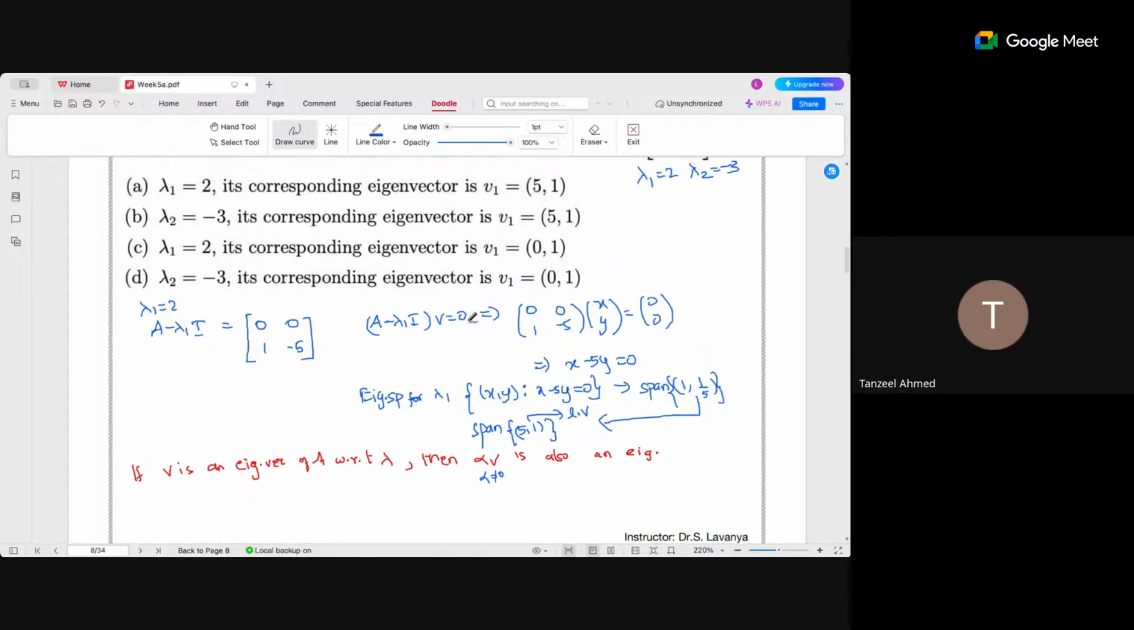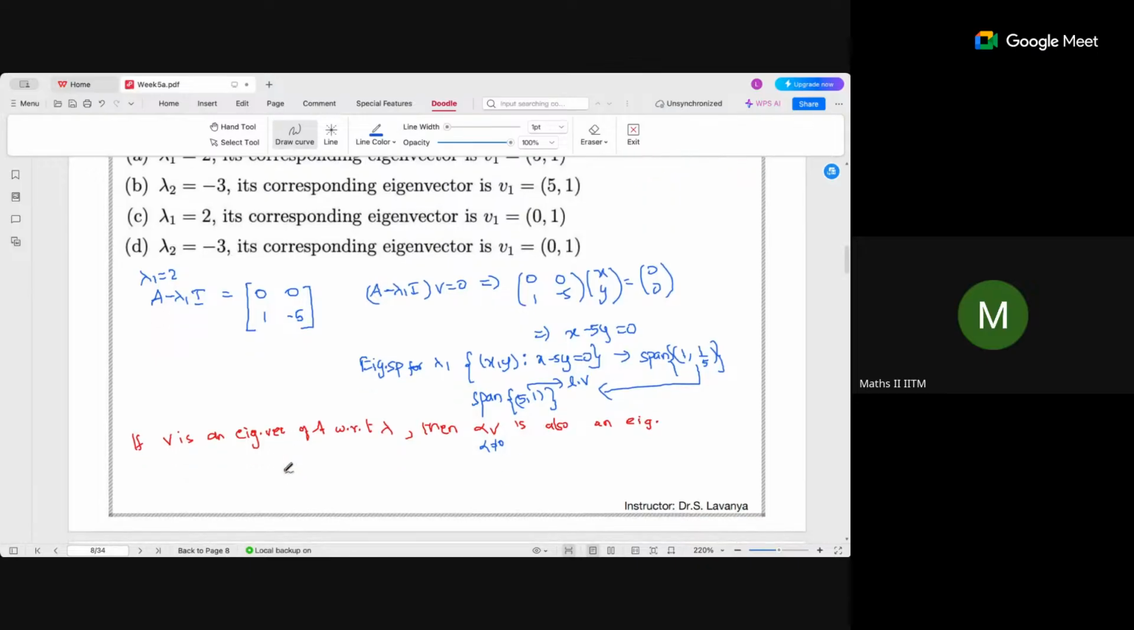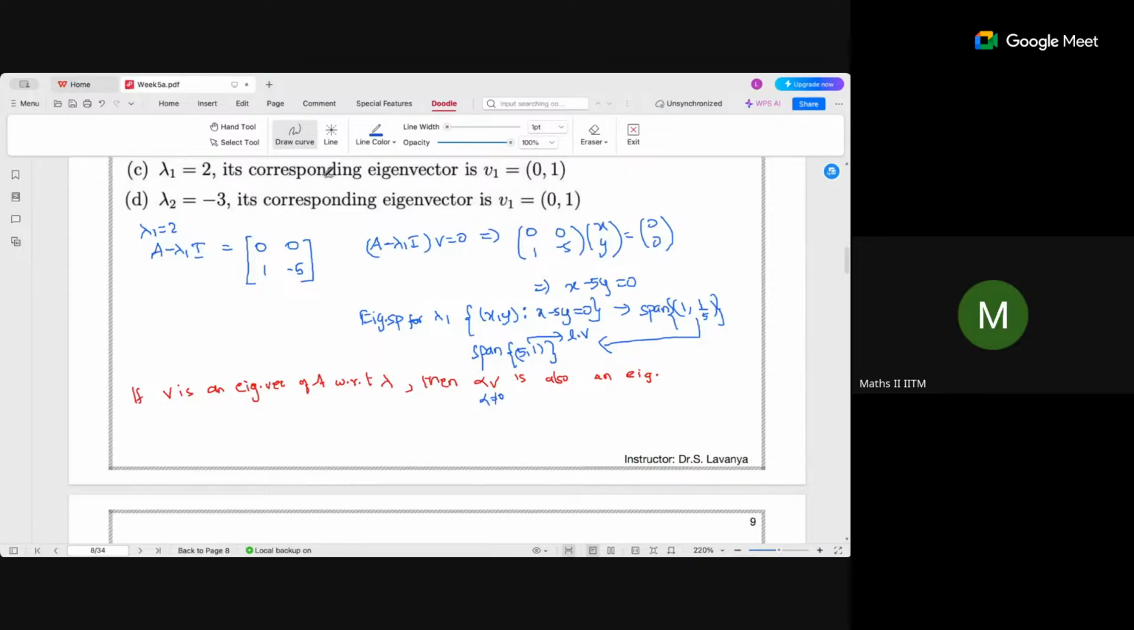It seems that v will always be closely associated with its particular eigenvalue. Yes, because it is the null space of A minus lambda 1 I. We are talking with respect to one specific lambda. This v is always associated with a specific eigenvalue. It is not just about the matrix, it is also about the specific eigenvalue. If you change the eigenvalue, the eigenvector will also change. For example, if we look at A minus lambda 2 I, what will be the eigenvector?